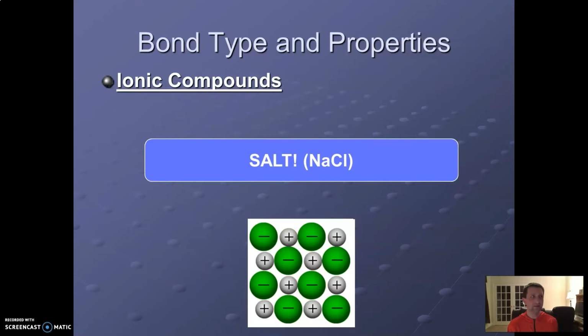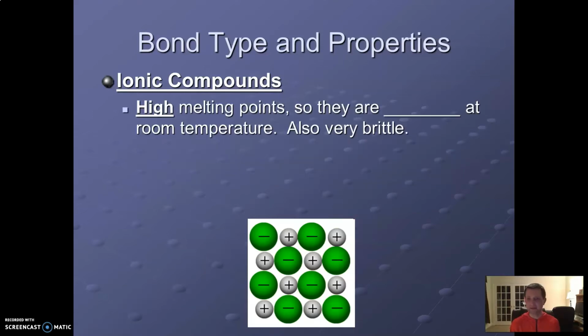And then just think of all the properties that salt has. If you can do that, then you don't really need to worry about memorizing basically any of this stuff. So salt will have a high melting point. So it'll be what at room temperature? Well, just think about it. What state of matter is salt at room temperature? Well, it's a solid. Most ionic compounds, I can't really think of any that don't follow this, are going to be solid at room temperature.